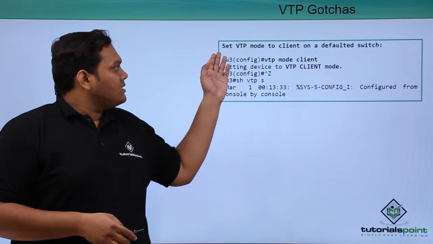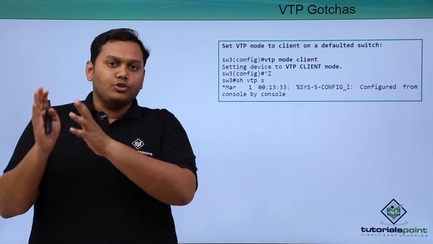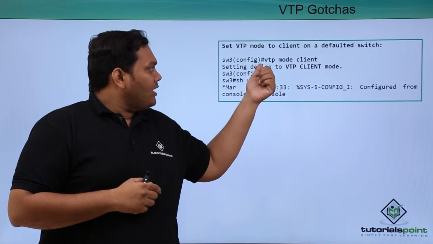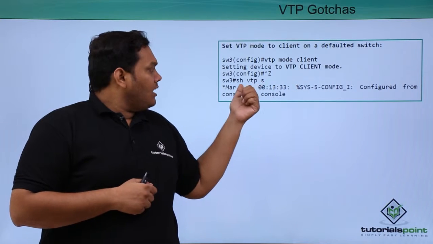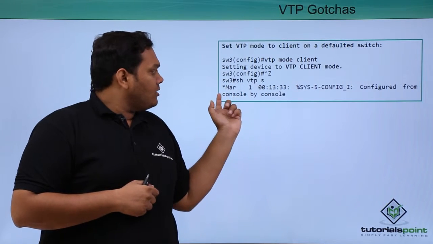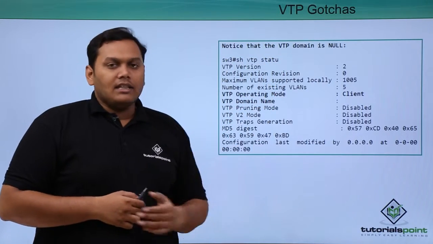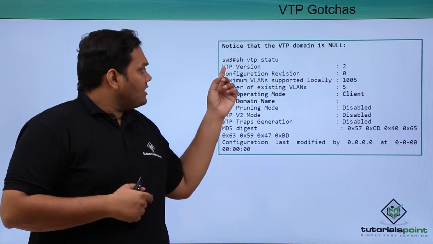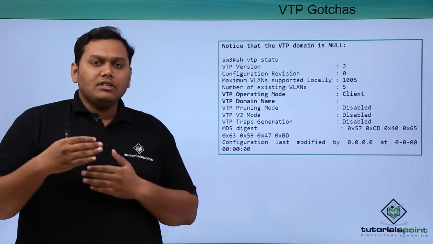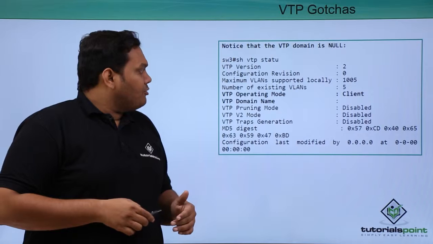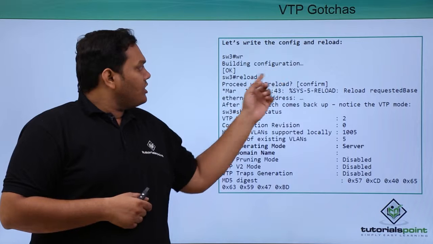So let's see how to set VTP mode to client on a default switch. If we have a default or new switch, we set it to client mode with the command VTP mode client. The device is set to VTP client mode, and if we enter show VTP status, it will show the configuration details clearly. You see that the VTP domain is null. That means, as we have set it to client mode, after checking show VTP status, it gives the operating mode as client. After getting the status of these details, if you want to restart the switch, you save the configuration with the command and then reload.